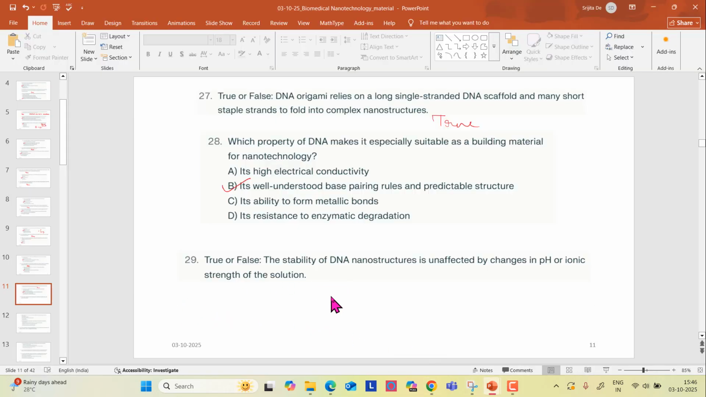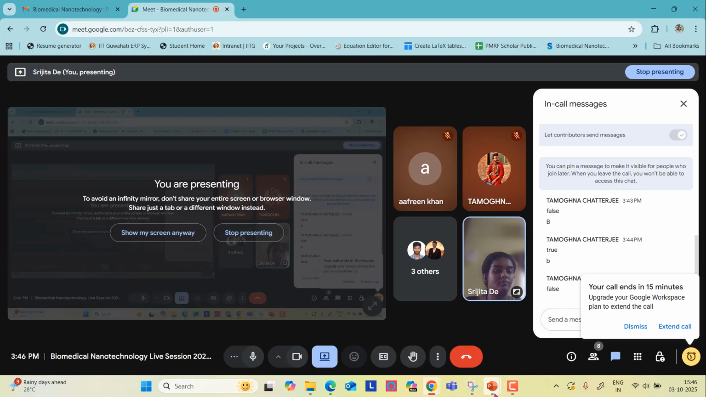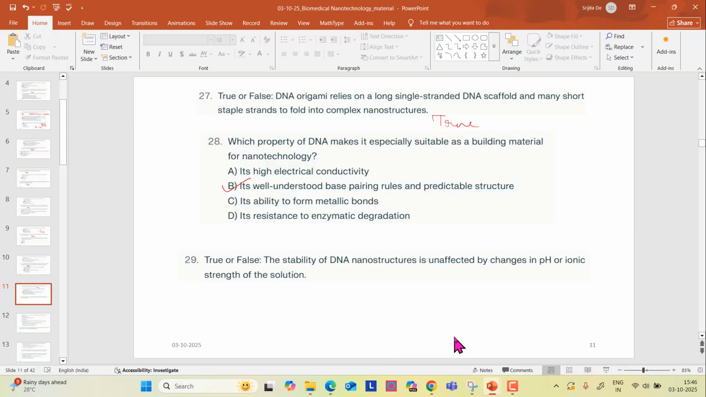The stability of DNA nanostructures is unaffected by changes in pH or ionic strength of the solution. Yes, it is false because it is highly dependent on pH.